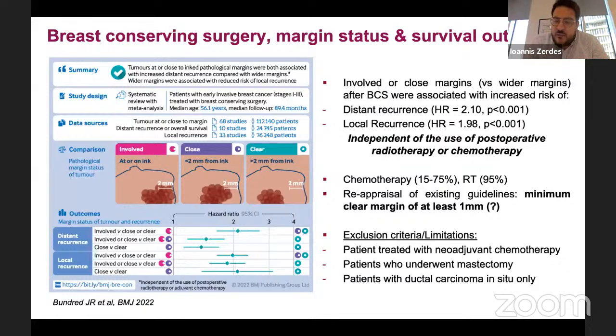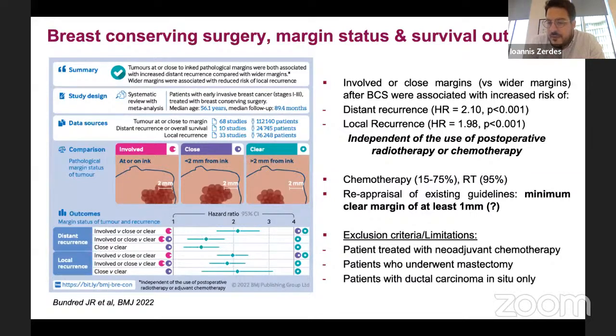And we have heard a really good comparison about the different methodologies. I would like to highlight here that this effect was independent of the use of post-operative radiotherapy or chemotherapy. And here, the use of chemotherapy and radiotherapy in these included trials varied a lot when it comes to chemotherapy, while the vast majority of the patients received radiation therapy. Reappraisal of existing guidelines could be discussed, as previously described, with a minimum clear margin of at least 1 millimeter.